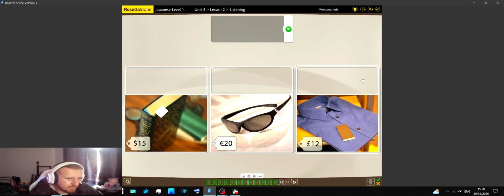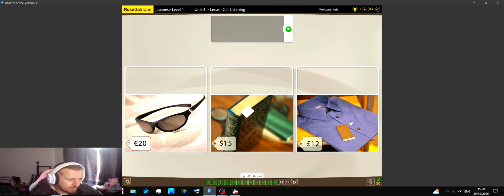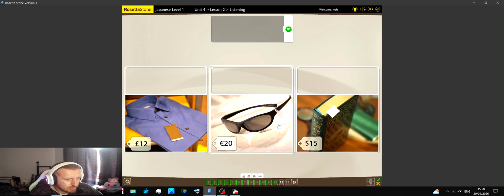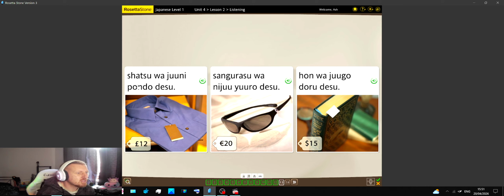シャツは12ポンドです。No, this t-shirt is £12. 本は15ドルです。This book is $15. サングラスは20ユーロです。These glasses are €20. Shatsu wa 12 pondo desu. Sunglasses wa 20 euro desu. Hon wa 15 doru desu.